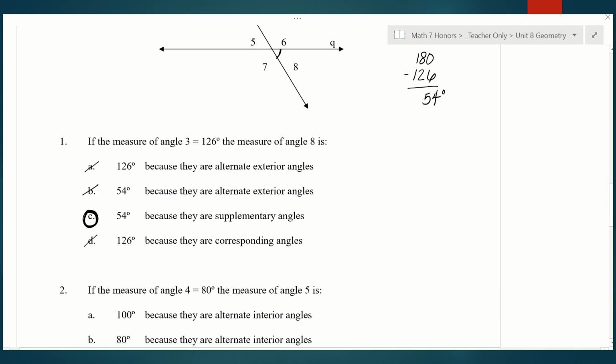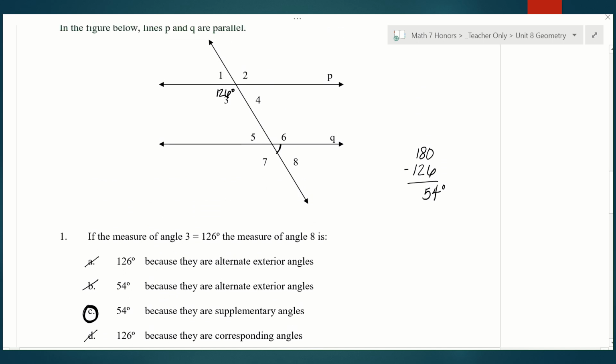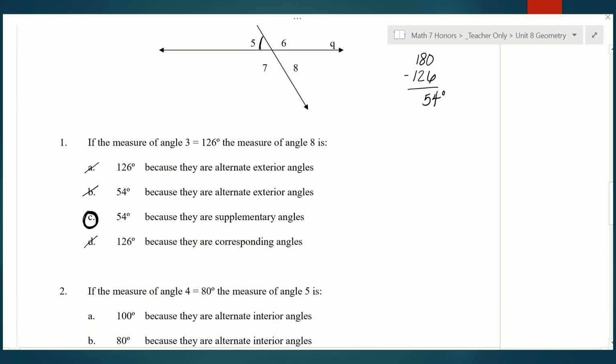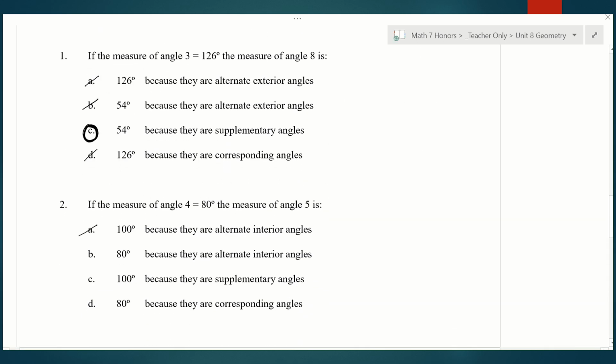All right, now number 2 says, if the measure of angle 4 is 80 degrees, the measure of angle 5 is... I'm actually going to go back up here and erase what I have in my diagram. So now they're saying, assume the measure of angle 4 is 80 degrees. Okay, so I'm going to write that in. And the measure of angle 5 right here is what they're asking us about. Looking at those two angles, they're both acute, which means they're congruent. And so angle 5 is going to be 80 degrees. So we can eliminate choices A and C.